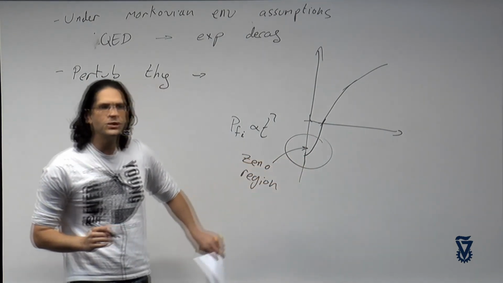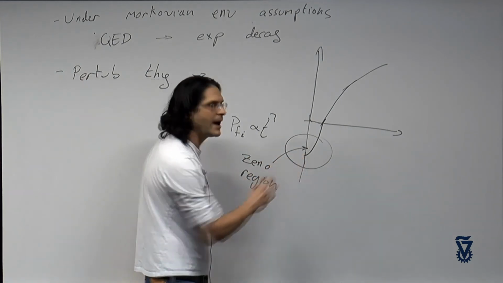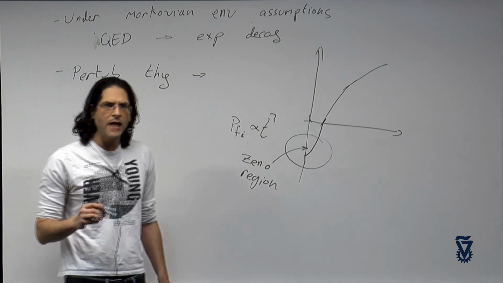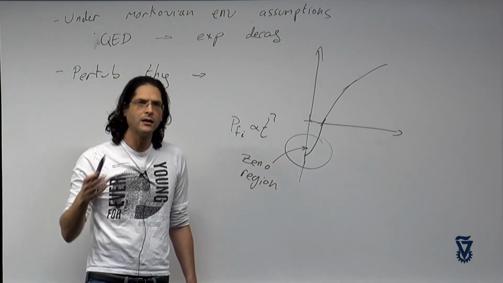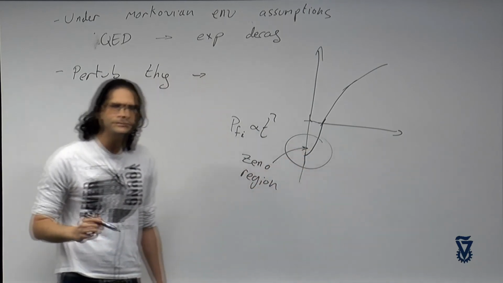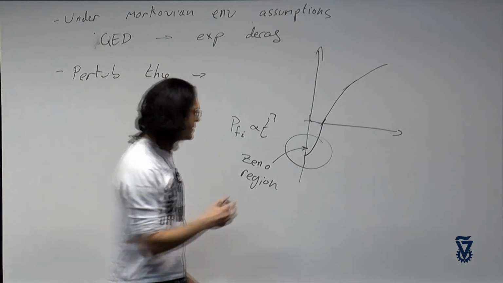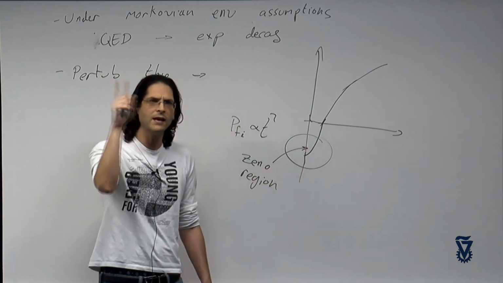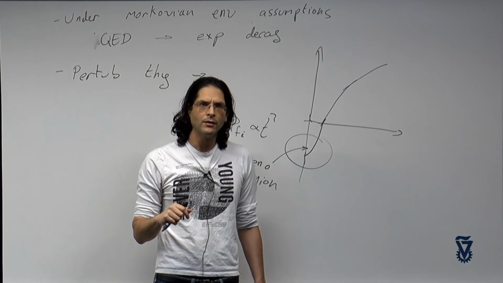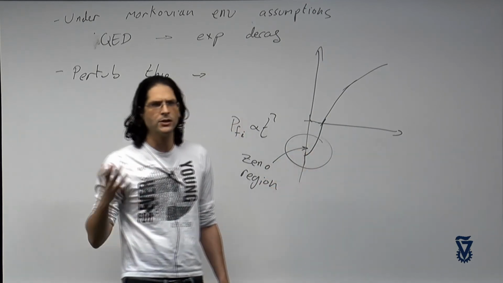Suppose that you're in this region and you're measuring really hard projectively, your system keeps projecting back. And you can actually inhibit the decay if you're measuring strong enough within this region. So if you're rapidly projecting the system on a time scale that is faster than this time scale, you can inhibit the decay. But only if you can get into this region. So for a pure exponential, this would not happen.